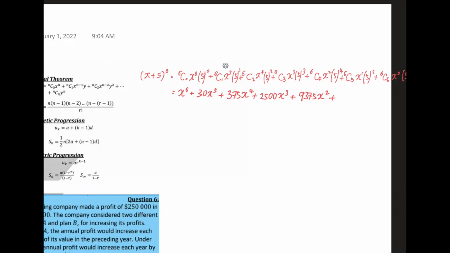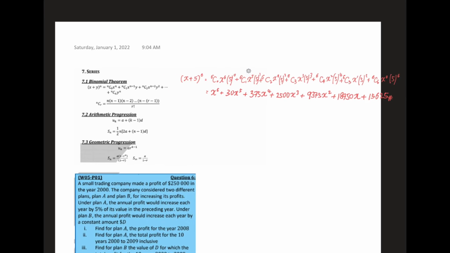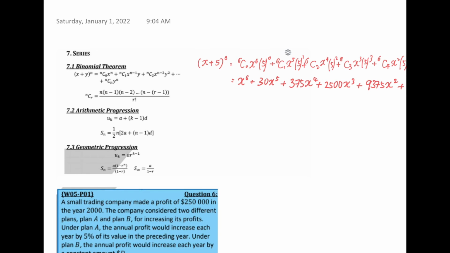Then we have 6C5, which is basically 6, times 5 to the power of 5, so we have 18750x. Finally we have 6C6, which is 1, and x to the power of 0 is also 1, so only 5 to the power of 6 has value, which is 15625. So that is how we expand it. This is the most basic one.